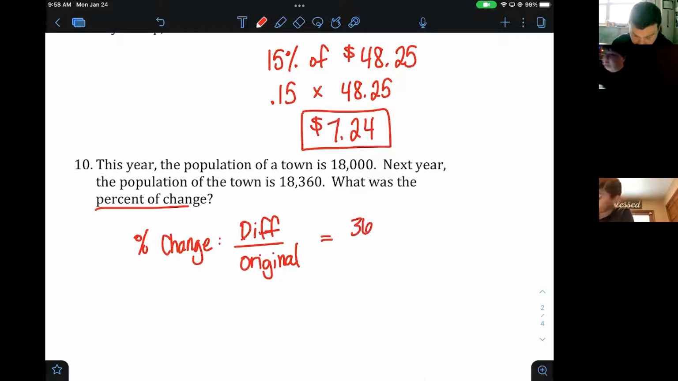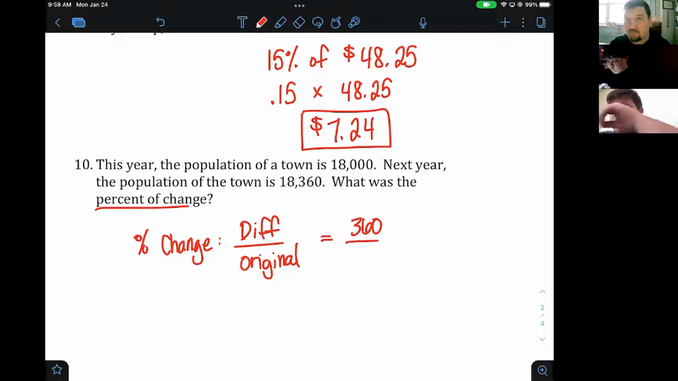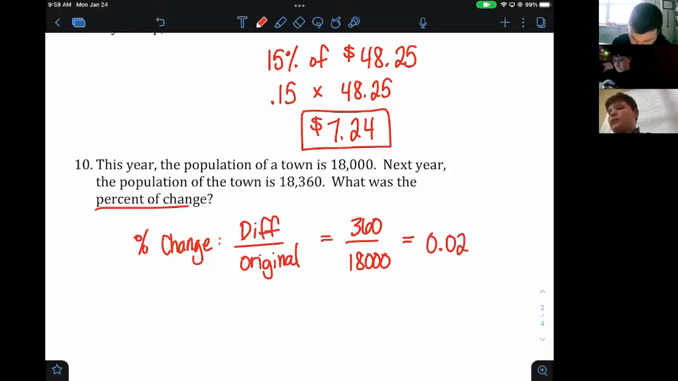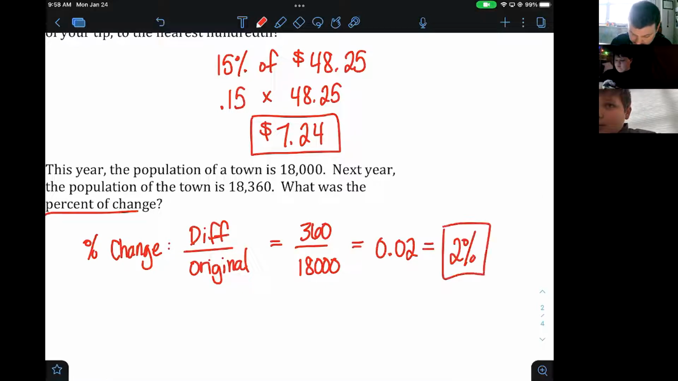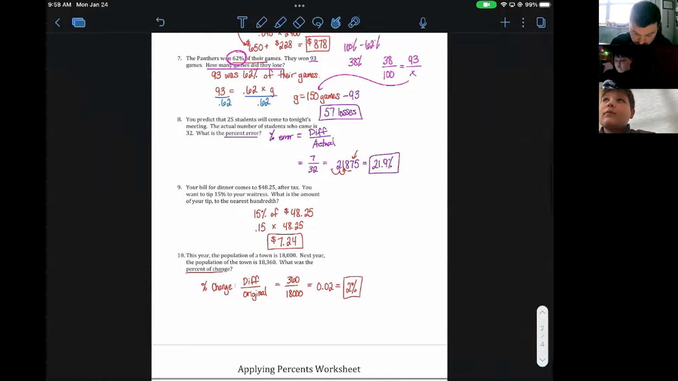360. Yeah, you probably don't need your calculator to subtract 18,360 minus 18,000. The original population is the one that comes first. So we're not looking for an actual. We're looking for the original population, which is 18,000. And then top divided by bottom will give us that as a decimal. And that should give us 0.02. And can someone tell me what that is as a percent? 2%. Awesome.